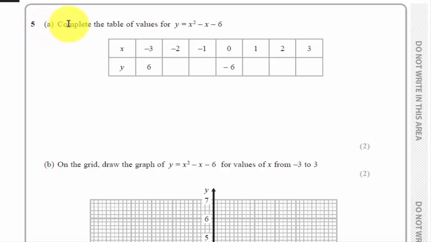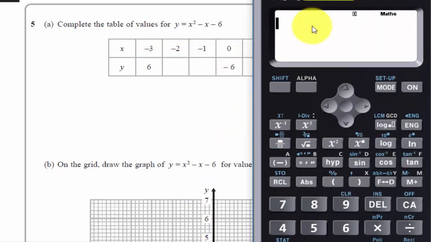Question 5, part A. Complete the table of values for y equals x squared minus x minus 6. You can see the table here and 2 have been put in. Now, I would advise you, with the 2 that have been put in, check you get the same answer. So if you put minus 3 into this equation, do you get 6 out before you start filling any of your own in, so you know you're doing it the right way.